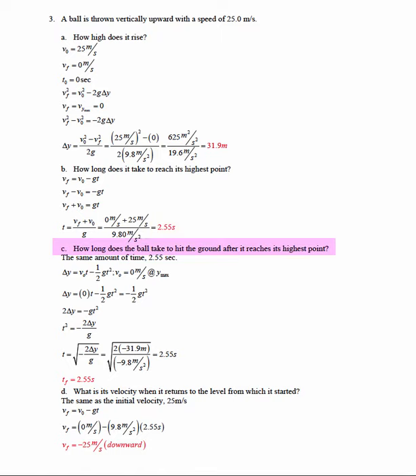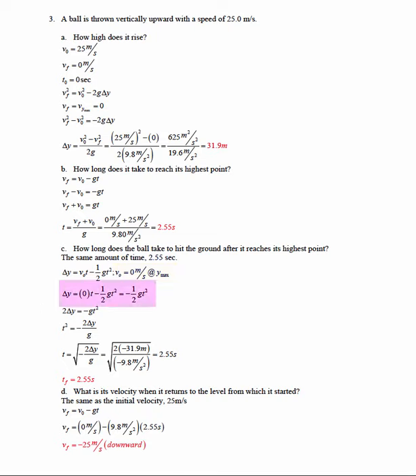Part C of the problem says how long does the ball take to hit the ground after it reaches its highest point. Okay, the same amount of time, 2.55 seconds. Okay, so if we take our relationship, the distance, the change in height, delta y, is equal to velocity initial times time minus 1/2 the gravity times time squared. We're calling that velocity initial is equal to 0 at y max.